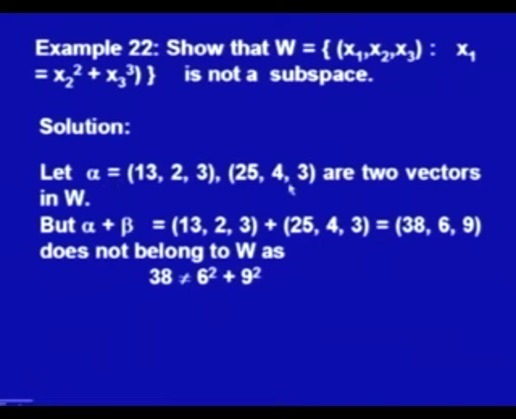That means, if alpha and beta are these two vectors, then their sum alpha plus beta will not belong to W. Now, this is a usual way to show that a set is not a subspace. If you have to show that a set is a subspace, then you have to consider C alpha plus beta and try to show that C alpha plus beta also belongs to W. But if you have to show that it is not a subspace, then we will take some typical examples which show that C alpha plus beta is not belonging to W. So, this one simple example is enough to show that W is not a subspace.